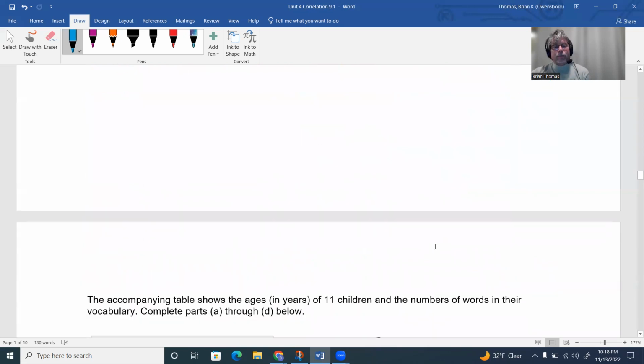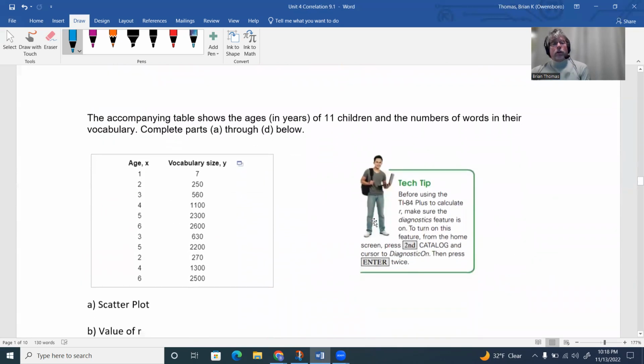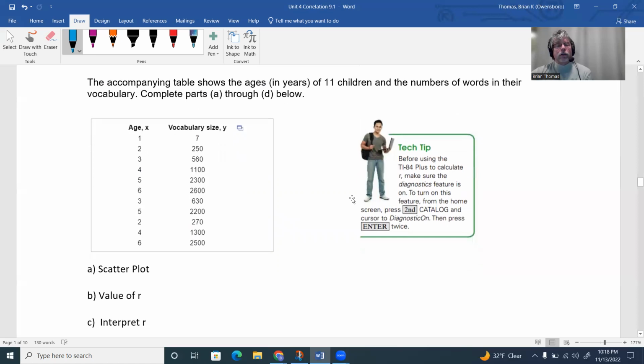So if I look at another example, in your homework you may come across a question like this. The accompanying table shows the ages in years of 11 children and the number of words in the vocabulary. Complete parts A through D. As a person's age increases, does their vocabulary increase or decrease, or is there no relationship? Well, I've got grandkids. I know that as they get older, their vocabulary seems to get stronger. So I would say there's probably a pretty good connection between age and the size of your vocabulary. But let's see where this data plays out.